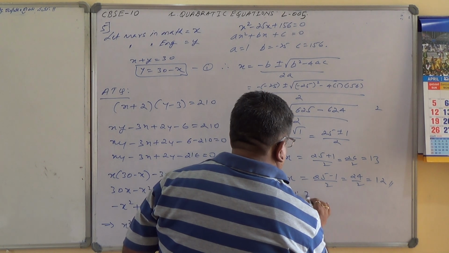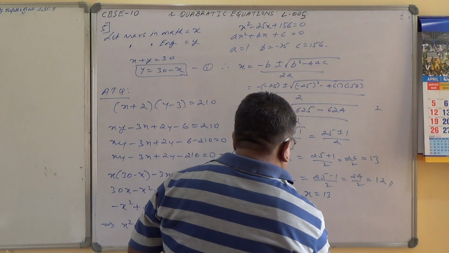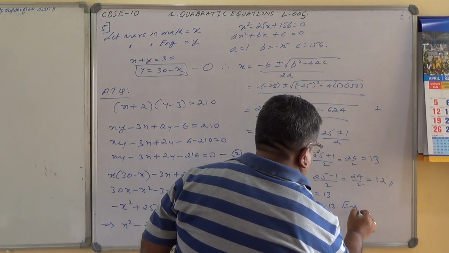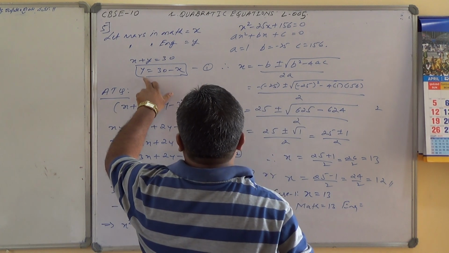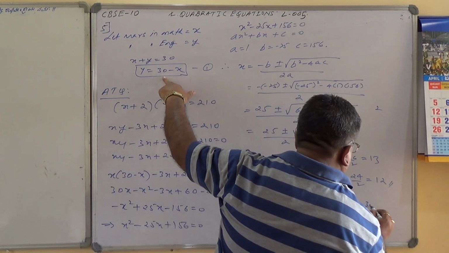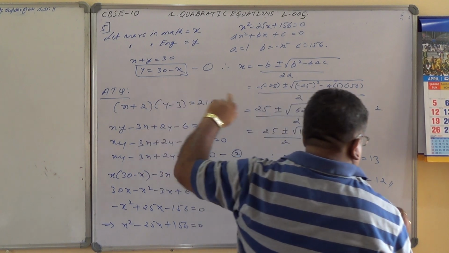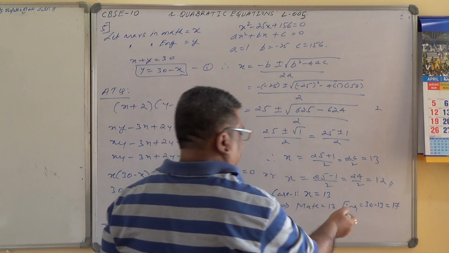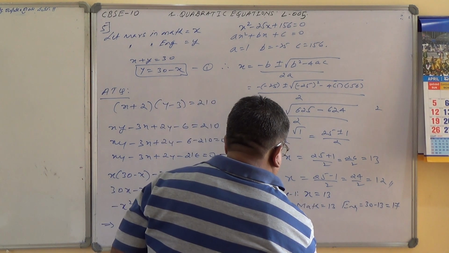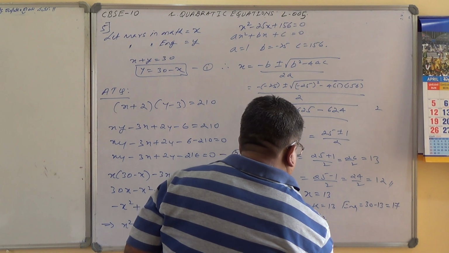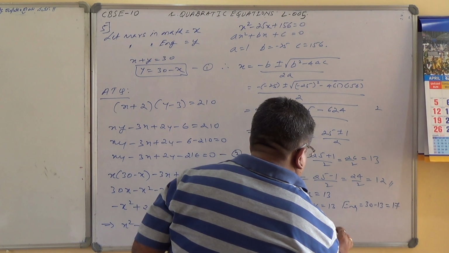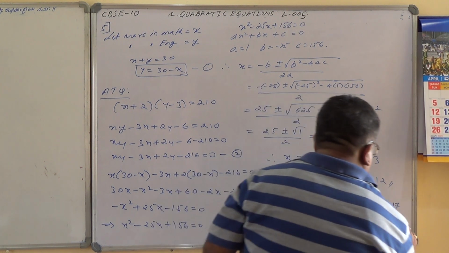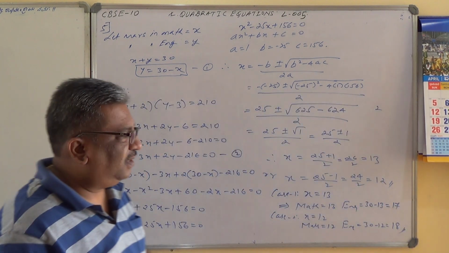Case 1. X equals 13 implies marks in maths 13 and English is 30 minus x. 30 minus 13, how much is it? 17. Correct? Okay. Now case 2. X equals 12, maths equals 12, English 30 minus 12, which is 18. This is the answer.